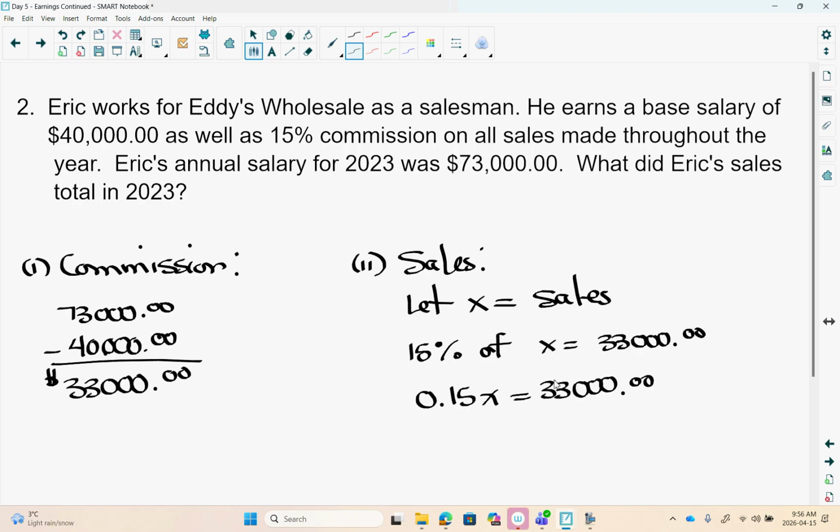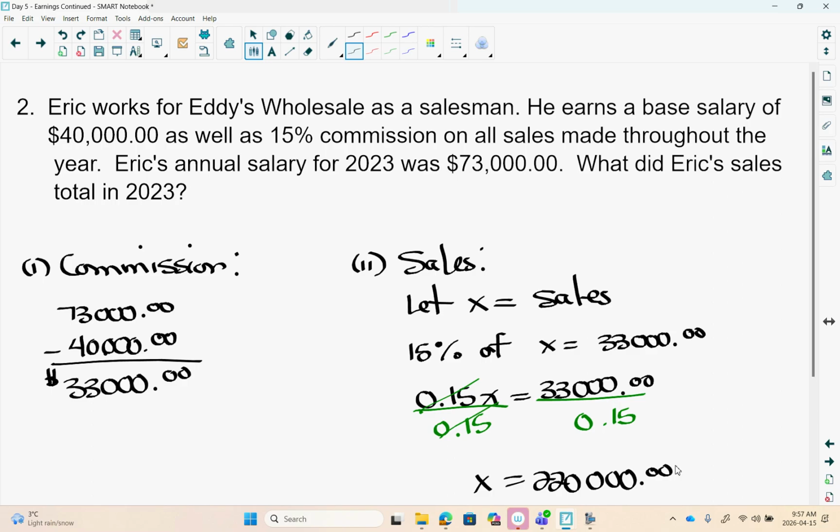What would you do to get X by itself? How would you get rid of a times 0.15? I would divide by 0.15. That's right. And whatever you do to the left, you do to the right. And we end up with X on the left and 33,000 divided by 0.15 gives me $220,000. That means Eric sold $220,000 worth of supplies.